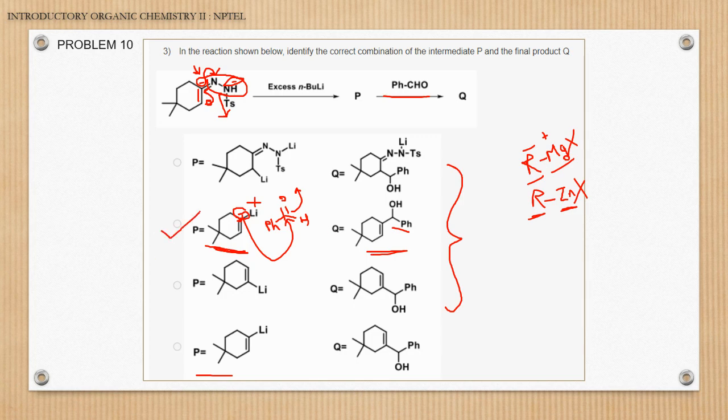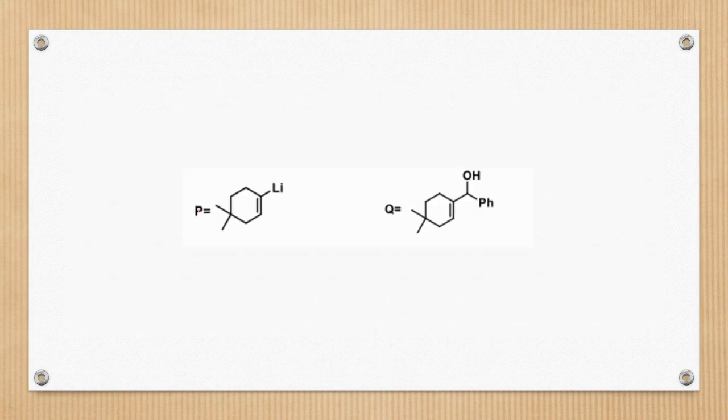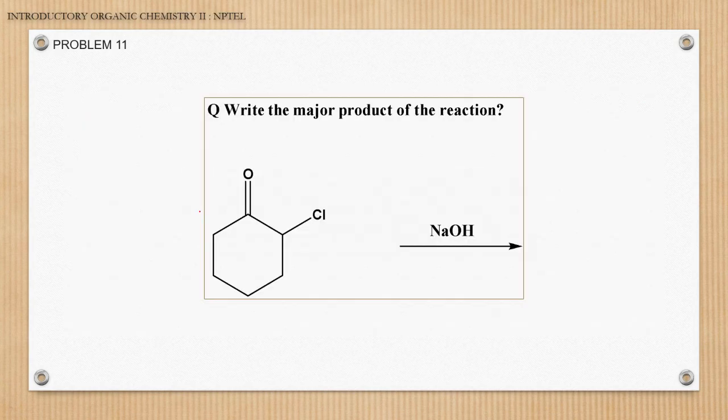So is it clear to everyone? This problem, anyone has any doubt regarding this? So if not, I am moving forward. So in problem number 11, I have not given you any of the options. Here I am just trying to express a rearrangement that is very famous and also a very important rearrangement. In problem number 11, they are asking you to write the major product of the following reaction. So you have to answer the product.